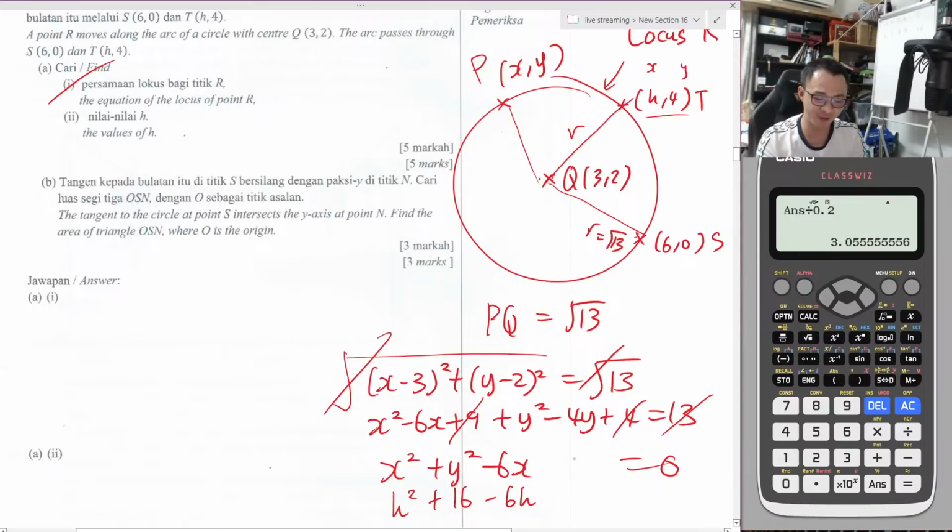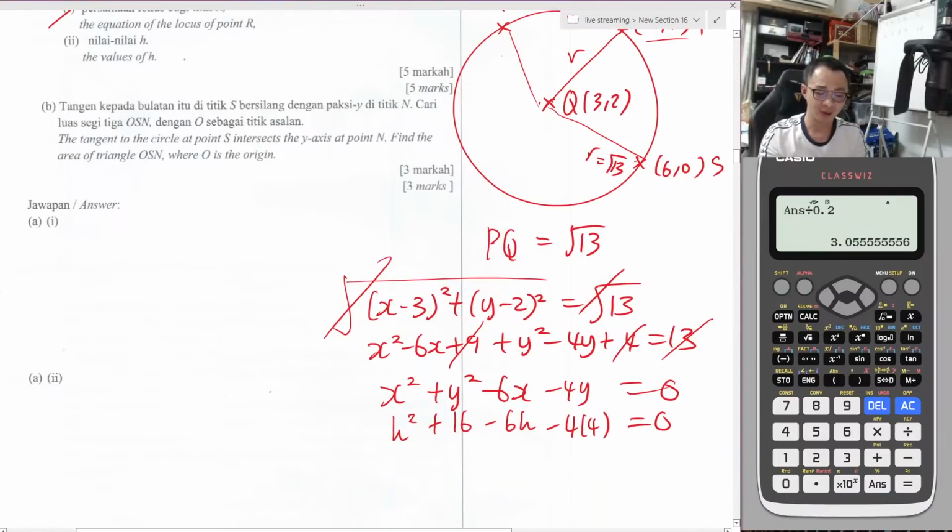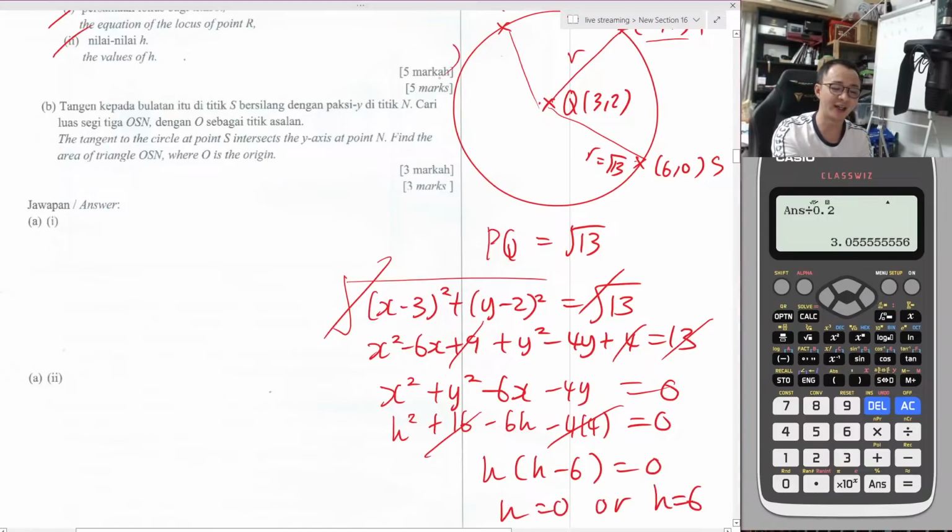Sorry, this is minus 4y. And what am I doing? Luckily, I can find my mistake here. Minus 4 equals to 0. Okay, 16 minus 16. So I factorize h. So h equals to 0 or h equals to 6. Done. So this is how I get the 5 marks here.